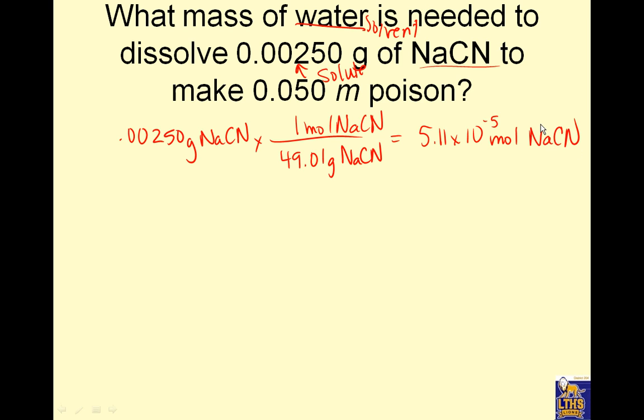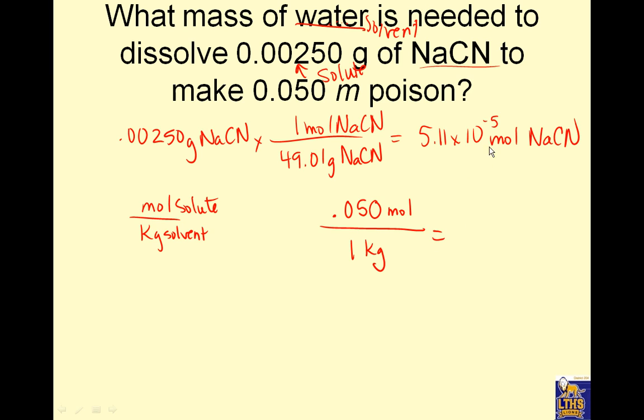All right, what's our definition of molality? It is moles over kilogram solvent. All right, mole solute over kilogram. So right now we got moles solute. We need kilogram solvent. Wait a second, that's what we're trying to find. So what do we do now? All right, so let's set up a ratio. 0.050 moles of solute for every 1 kilogram of solvent has to be equal to 5.11 times 10 to the negative 5th moles of NaCN. Okay, that's what I got there. For every X kilograms. That's what we were looking for.